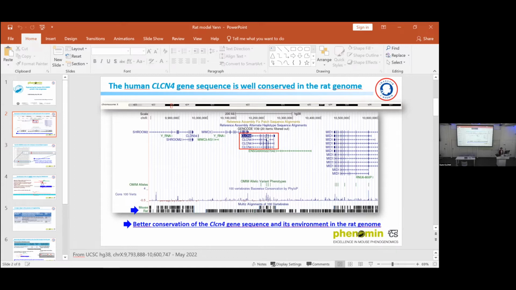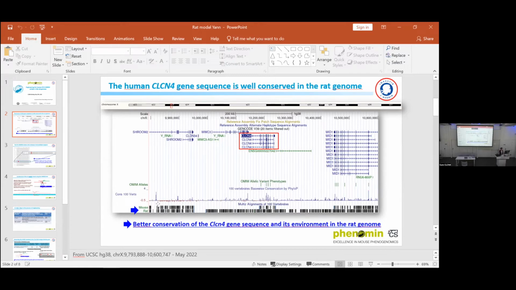Why could this be? As we know, in the mouse, CLCN4 is not on the X chromosome, but on chromosome 7, and it has other neighboring genes. And we thought this could perhaps be one reason why the mouse doesn't show a phenotype.